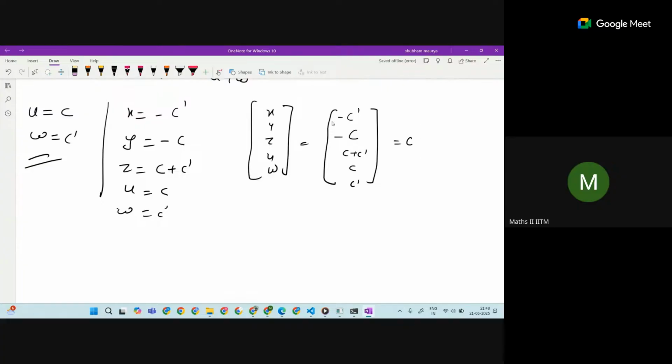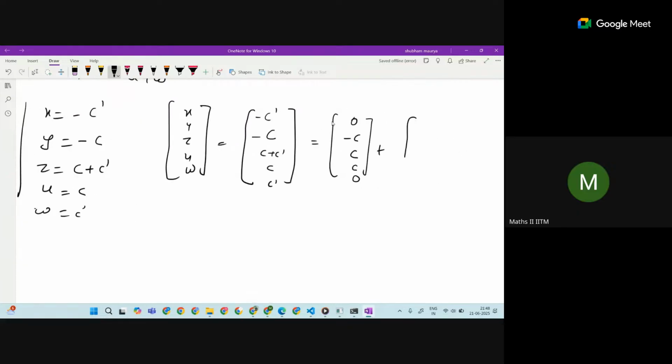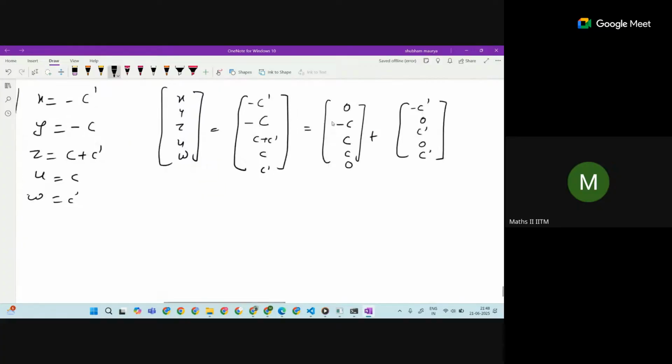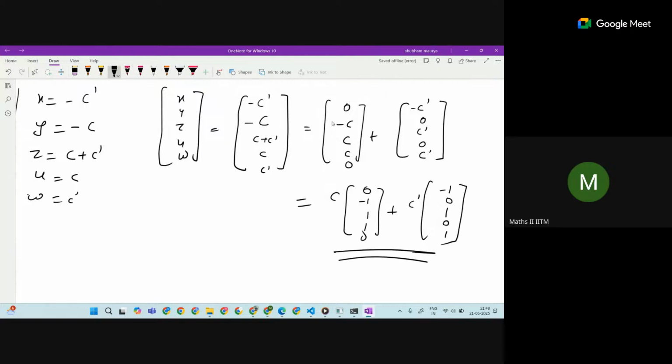If you are facing issues, you can first write in the c form. So this is 0, minus c, c, c, and 0, plus, let's write for the c prime form, minus c prime, 0, c prime, 0, c prime. It will be exactly the same if you add these two. So you can write c times (0, minus 1, 1, 1, 0) plus c prime times (minus 1, 0, 1, 0, 1). I think Sujit has given the correct answer also.